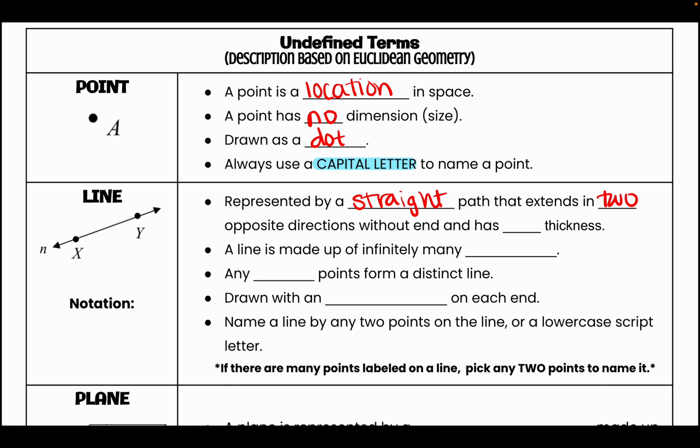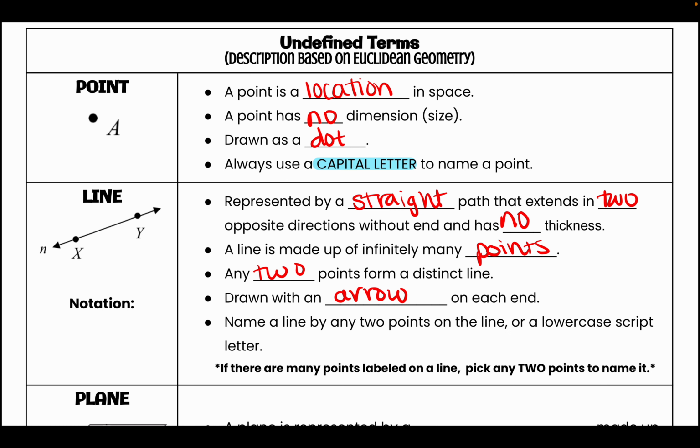So it has no thickness, made up of infinitely many points. We only need 2 points though to form a distinct line. So even though there's tons of points, we only need 2 to make a distinct line. We always draw an arrow on each end. If you don't have your arrows, it's not a line. So you will get points off.